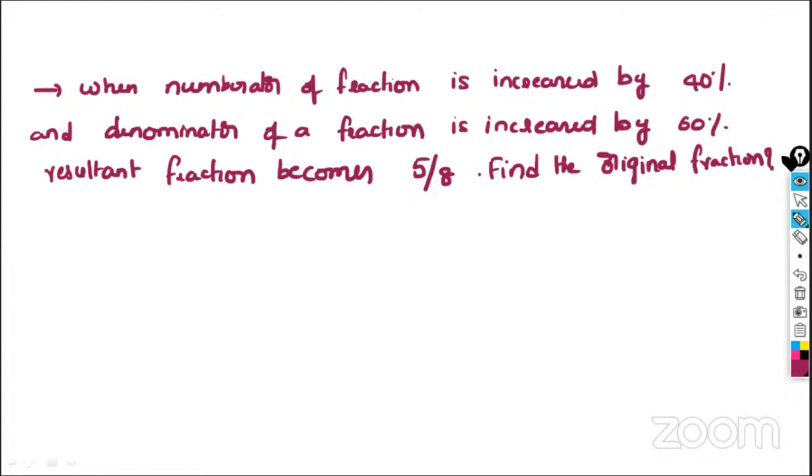Try to solve it. See, this is the fraction a by b. A is called what? Numerator. B is called what? Denominator. Just give one try, I will explain.